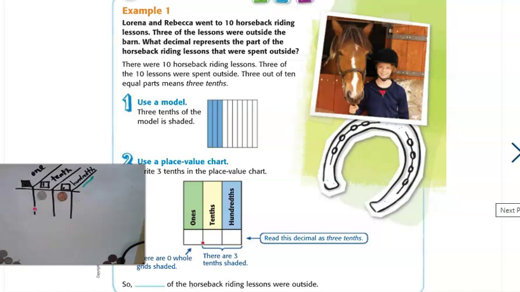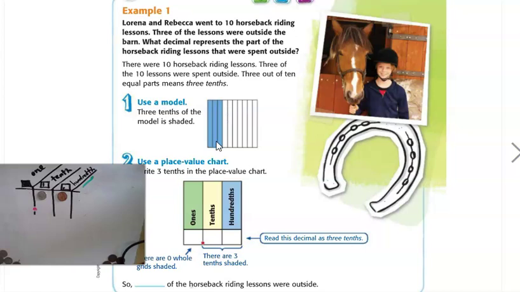This is Chapter 10, Lesson 2, and we are working just with tenths today. So we have example 1. Lorena and Rebecca went to 10 horseback riding lessons. 3 of the lessons were outside of the barn. What decimal represents the part of the horseback riding lessons that were spent outside? There were 10 horseback riding lessons, so they've got 10 equal parts. 3 out of 10 equal parts means 3 tenths.